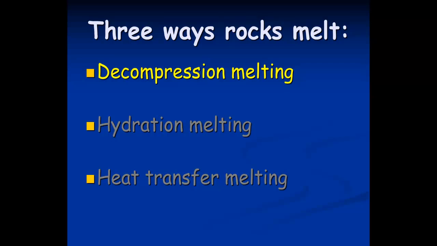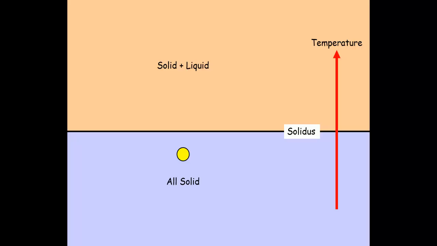This slideshow will explain how rocks melt by the process of decompression melting, which is one of the three main ways that rocks melt. Now, before we begin, let's think about how we normally imagine the process of melting to occur.